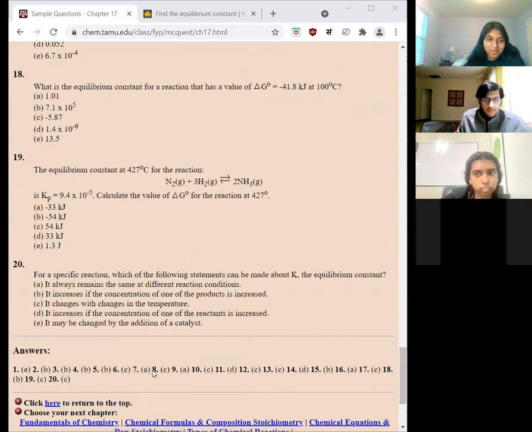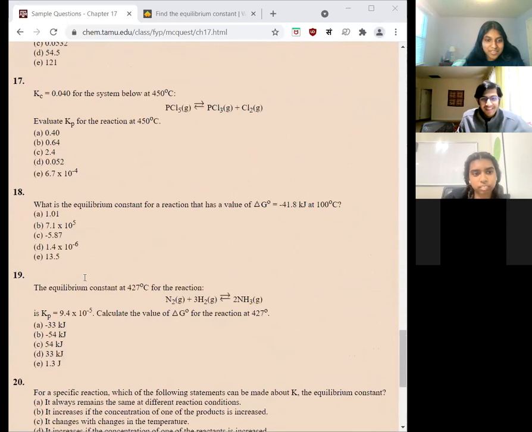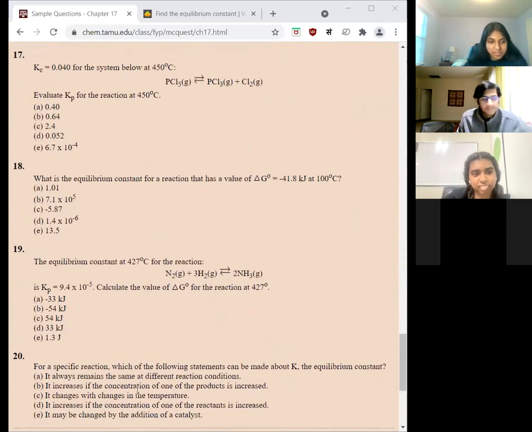Okay, I'm tired of the number ones. I just prefer these. All the answers right there. Which of the following statements can be made about K, the equilibrium constant? Okay, you can just read it and tell me. You guys can tell me if you have an answer. We're doing 20. I just didn't scroll down because the answers are right below.